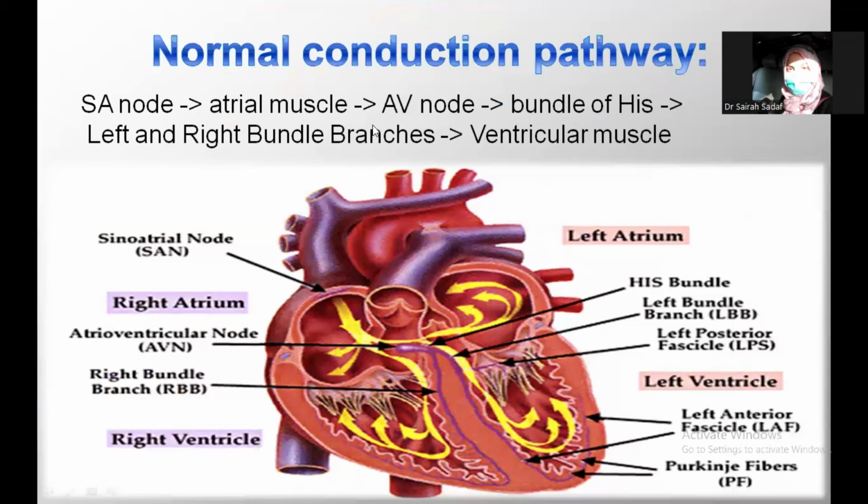Okay, now the normal conduction pathway of the heart. As we all know, the electrical impulse starts from the SA node. It goes to the atrial muscle. Atrial muscle depolarizes, or you can say contracts. It goes to the AV node. Just a bit of a lapse there, or you can say a waiting period there, and then it goes to the bundle of His, left and right, and divides and spreads all across the ventricular muscles, and then the ventricles contract. End of cardiac cycle.